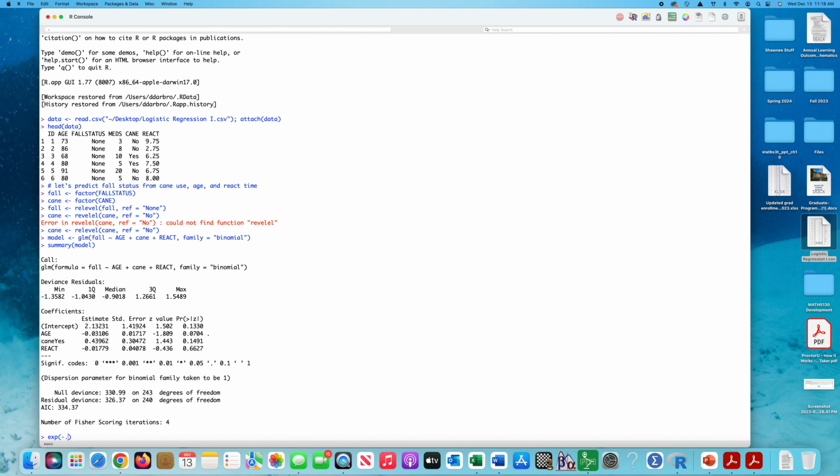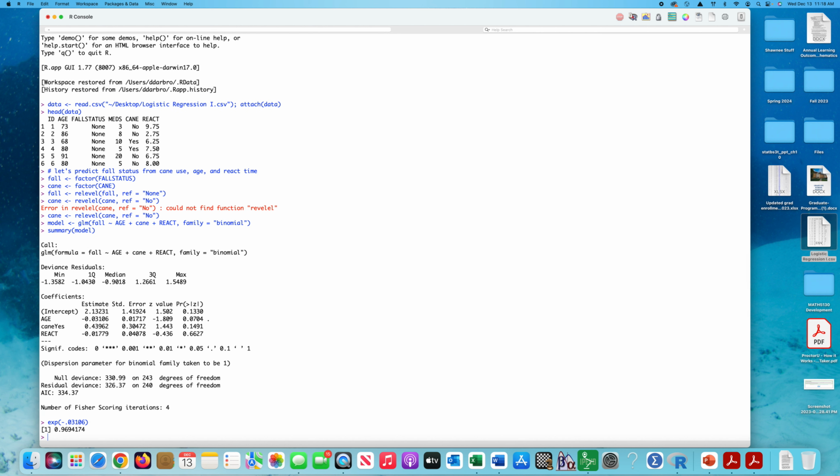So for age, I need the EXP of negative 0.03106. Okay, so to interpret that, let me put the hashtag here. I would say, controlling for the other two variables. Wait, that was age, wasn't it? Okay. Controlling for cane use and react time, as age increases 1 unit, the odds of falling increase 0.969.